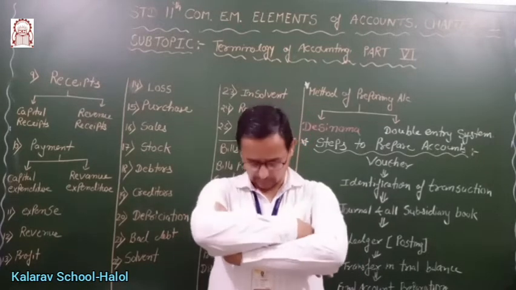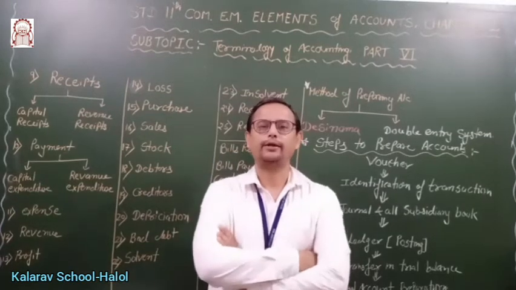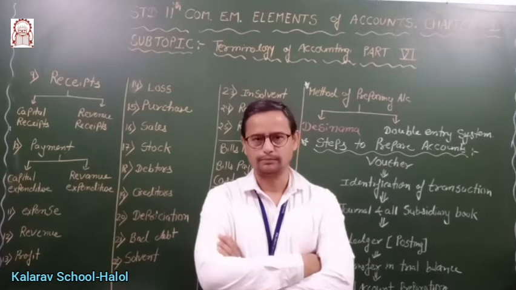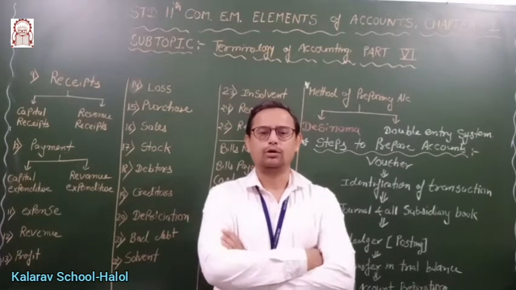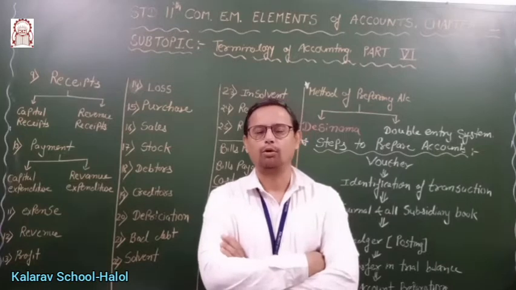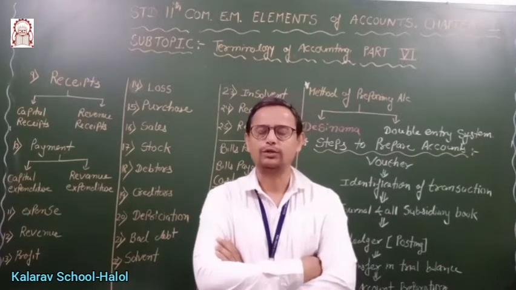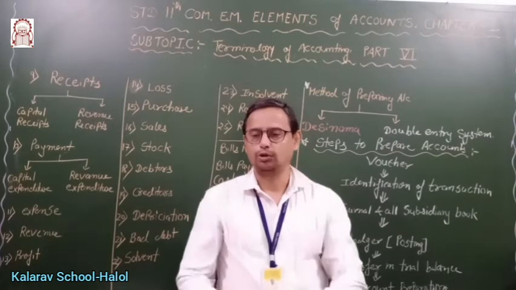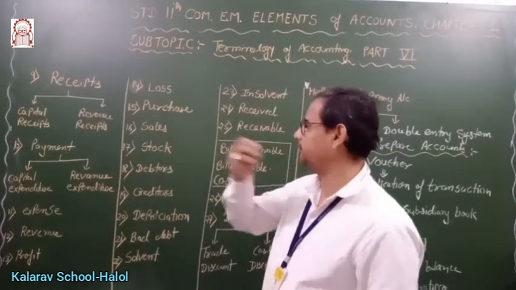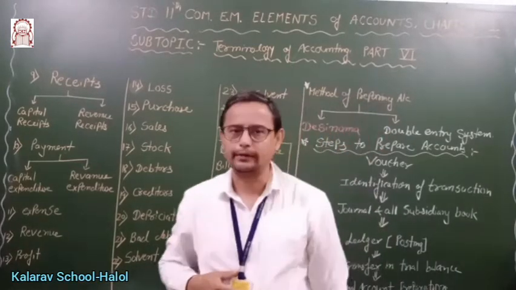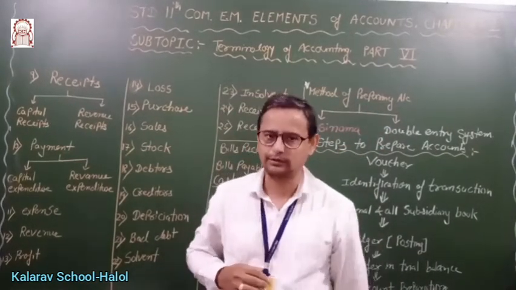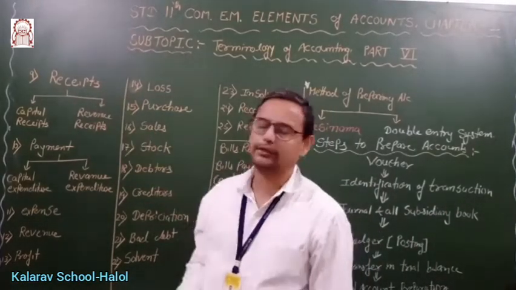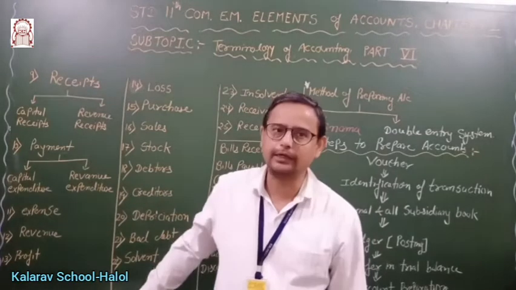In the last lecture, we tried to understand the different terminology of accounts, and to continue that series, there are more terminologies which we will try to understand in this series. So let's start with the receipt. Till 8 I explained to you in part first, means part fifth, and in this we are going to start with receipt. So what exactly is receipt?